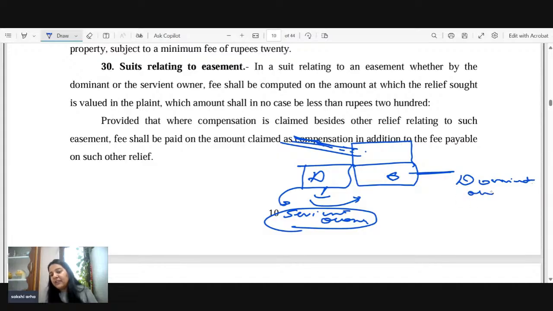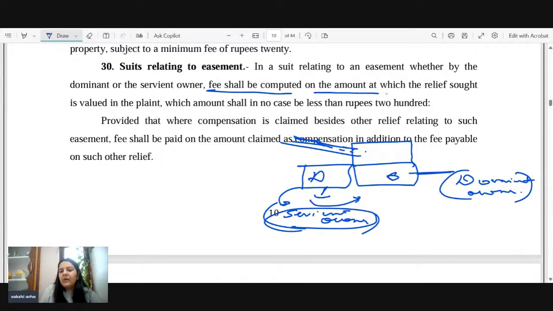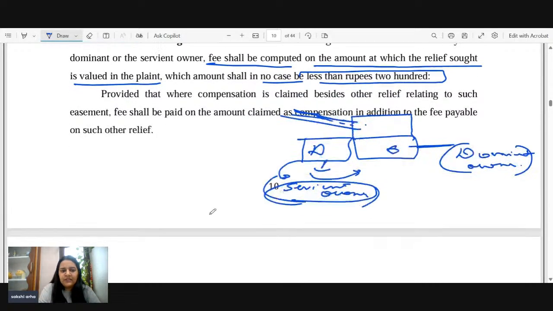So in case of easement, if it's a suit relating to easement, फिर वो चाहे dominant owner करे या servient owner करे, the fee shall be computed on amount at which the relief sought is valued in the plaint. Fees क्या होगी? जो relief मांगी है उस पर decide की जाएगी. But in no case it shall be less than ₹200.